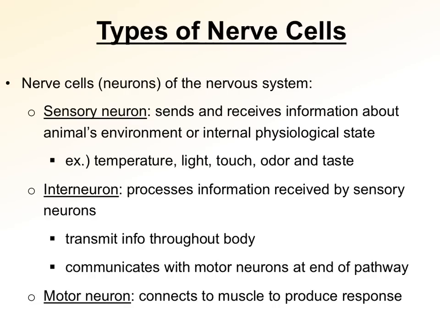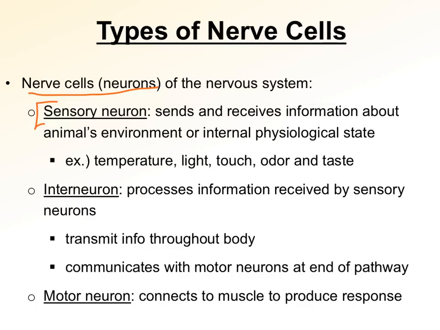So when we talk about the nervous system, we need to focus on the types of nerve cells that exist. And when we say nerve cells, we're going to use the term neuron. And we're going to talk about 3 different types of neurons. We're going to talk about sensory neurons. These are ones that sound like what they do. They sense your environment. They receive information and then process it and send it to the rest of your body.